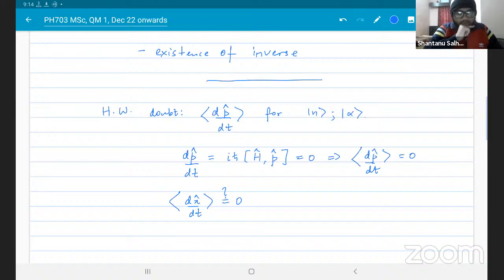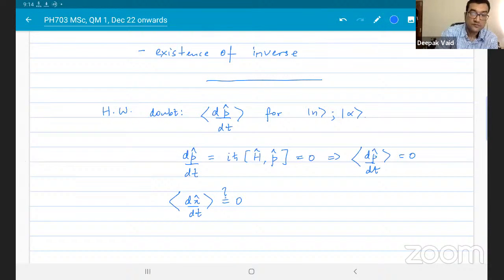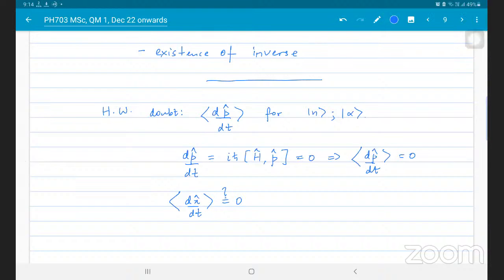It will be equal to i by h bar and the commutator of H, the Hamiltonian, and X at t naught. Right. So will it be 0? If X at t naught is a constant, then the commutator will be 0, and then it will be 0. No, sir, I think no. This will not be 0.